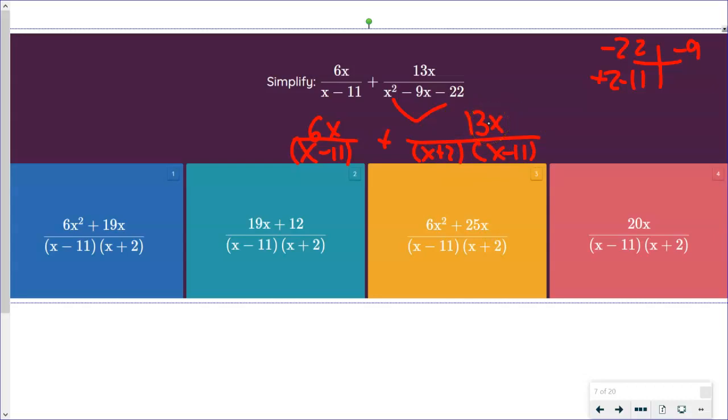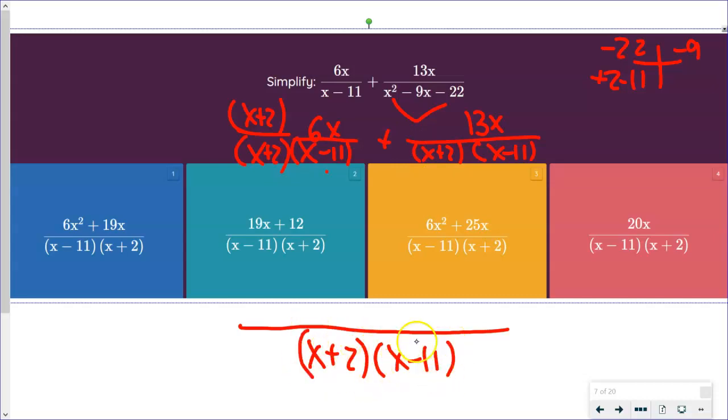Now, I'm going to look at it and say, okay, I got 2 factors on the right side, x plus 2 and x minus 11. I only got 1 factor on the left side. So what is missing on the left side that I have on the right? That's x plus 2. Now remember, whatever I do to the bottom, I got to do to the top to multiply it, okay? So now we're going to write it all in one. And remember, when you have both denominators that are the same, you only write the denominator one time.